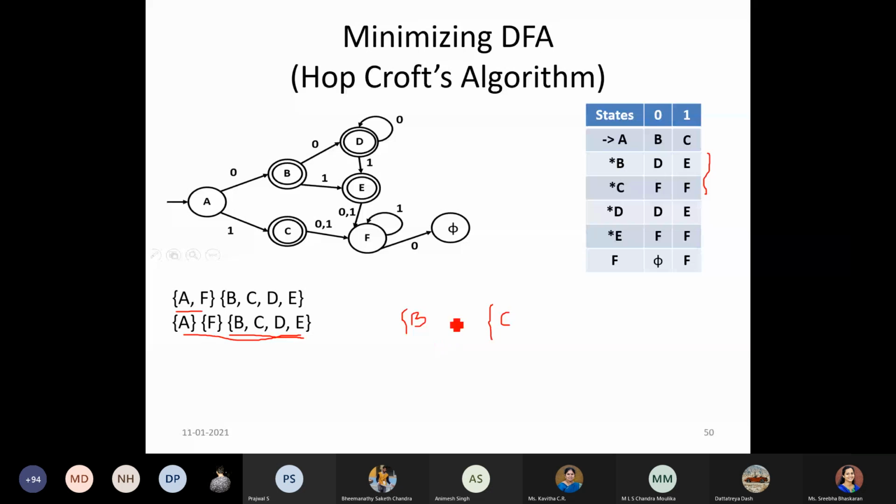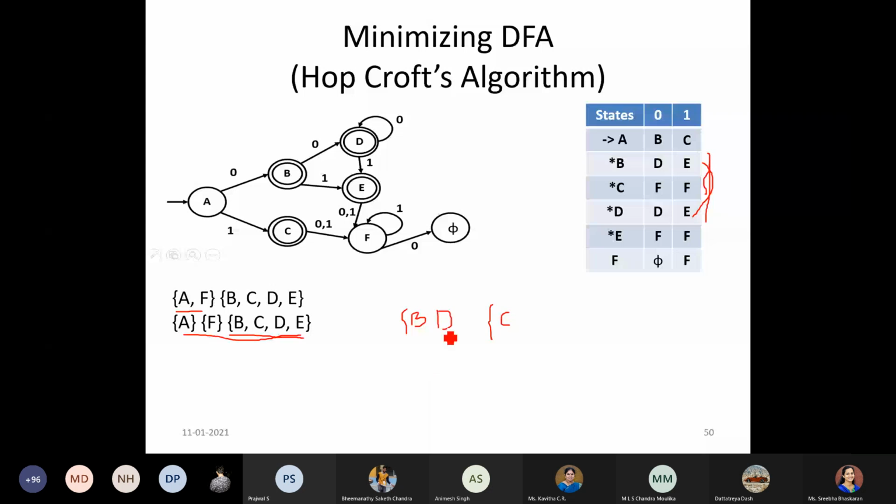So B, D. Now if you pick B and D, what happens? See with respect to the transitions. B and D with respect to the zero transition, it is DD. So both are in the same group. Next it is E and E. In the above states, D and E are both in the same group. So that means we can say that B and D will go together. So D can be written along with B.